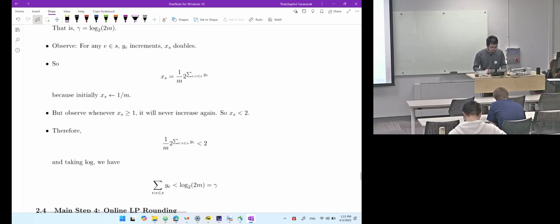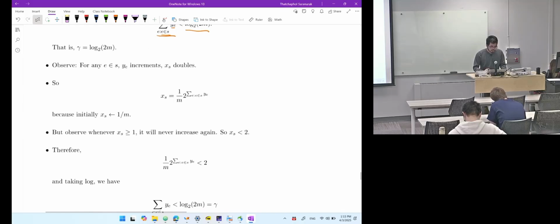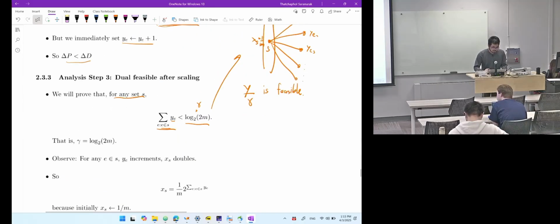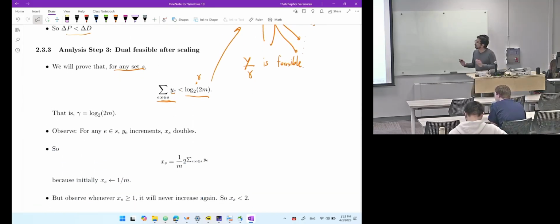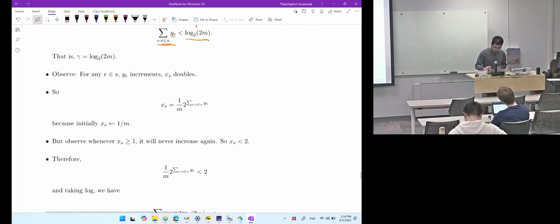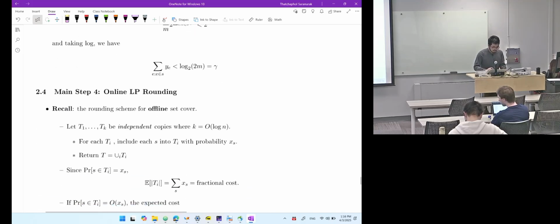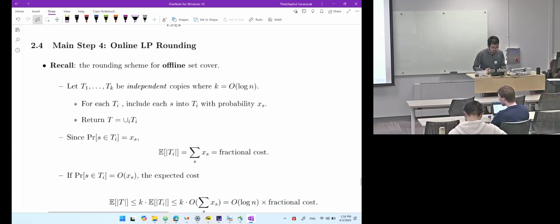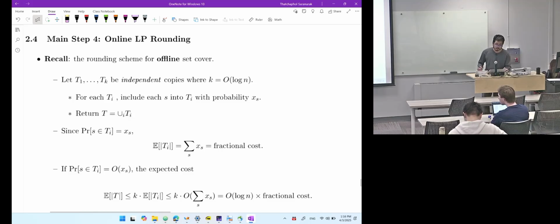All right. So the last step is just, okay, what do we have so far? We have that we solve the LP near optimally up to a log m factor. Now it's time to round. So let's recall a bit how we rounded the LP for offline set cover.